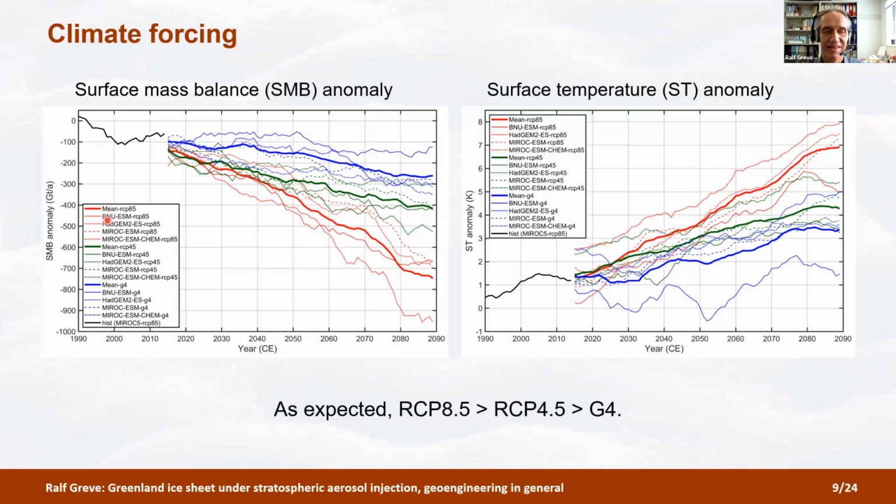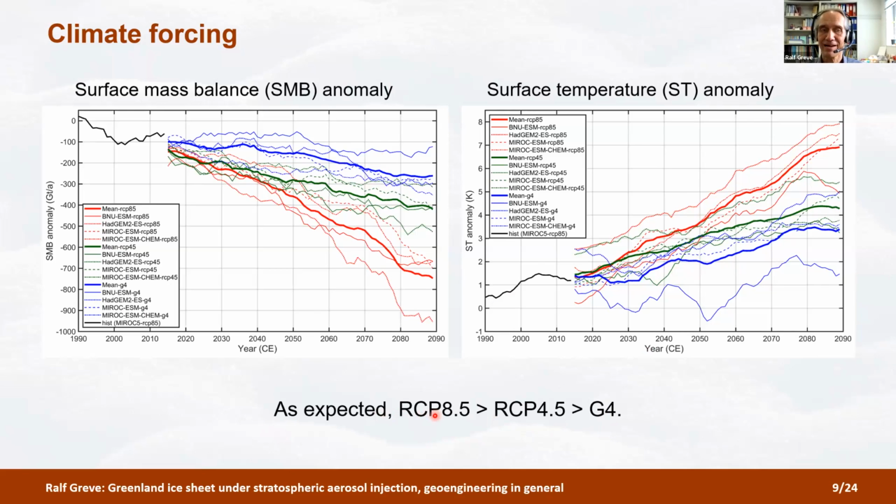The red curves are the RCP 8.5, the green ones are 4.5, and the blue ones are G4, this SAI scenario. The thick line is in all cases the mean of the 4 Earth system models, and the thin lines are the results from the individual Earth system models. And on the right-hand side, it's the same for the surface temperature anomaly. Again, red is 8.5, green is 4.5, and blue is G4. So as expected, that's the order.